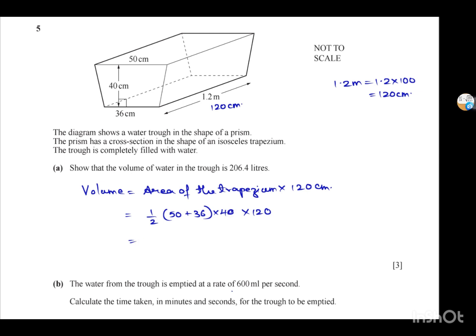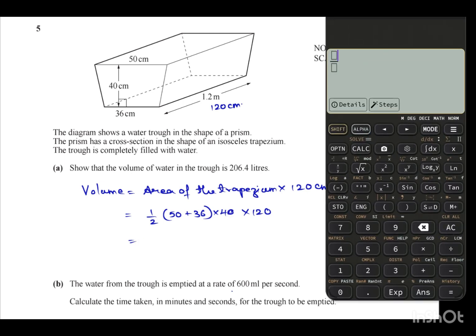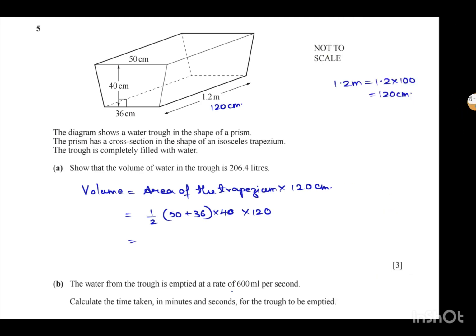Do this using your calculator. Half into half into 50 plus 36 into 40 into 120. 206,400.